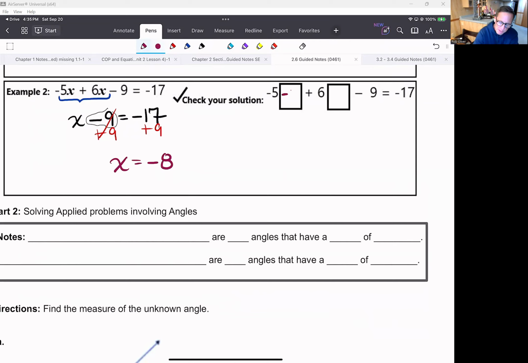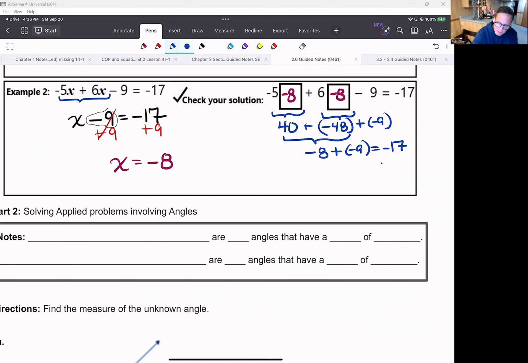And we should be able to put that in for x over there. So -5 times -8, that's 40. 6 times -8, that's -48. Then I'm going to write plus -9. Now 40 plus -48 is -8, and -8 plus -9 is actually -17. So that checks out.